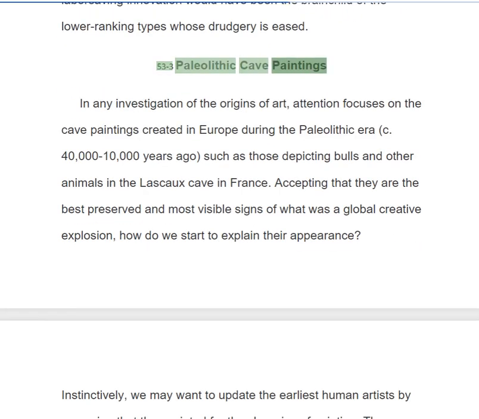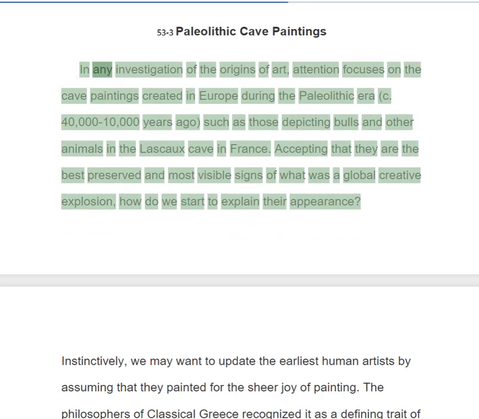53-3 Paleolithic Cave Paintings. In any investigation of the origins of art, attention focuses on the cave paintings created in Europe during the Paleolithic era, such as those depicting bulls and other animals in the Lascaux cave in France. Accepting that they are the best preserved and most visible signs of what was a global creative explosion, how do we start to explain their appearance?